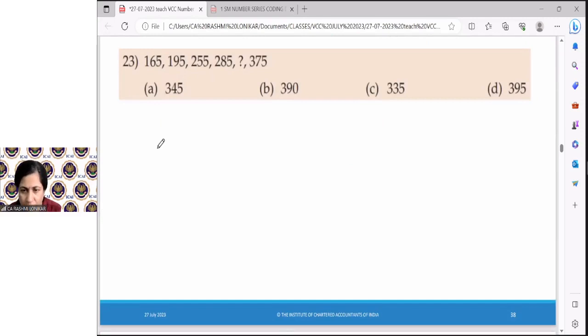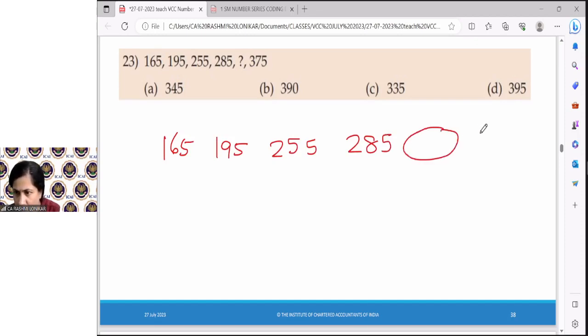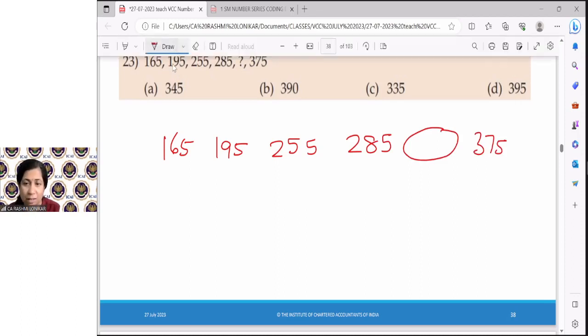23rd. 165, 195, 255, 285, I don't know, 375. Can you see that this is again come back to the gradual increase?